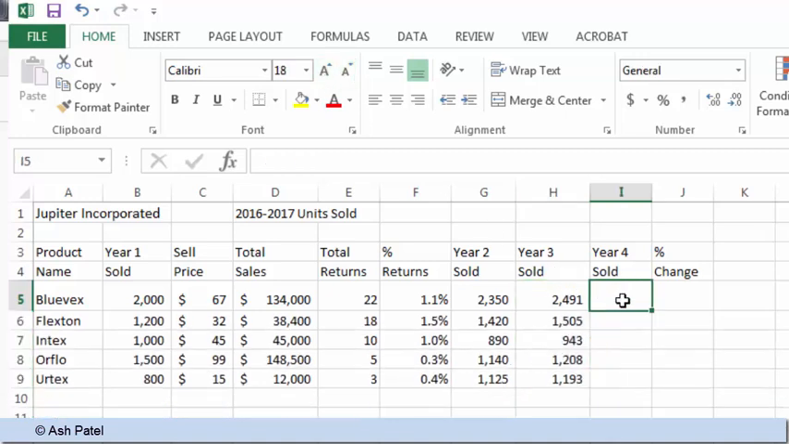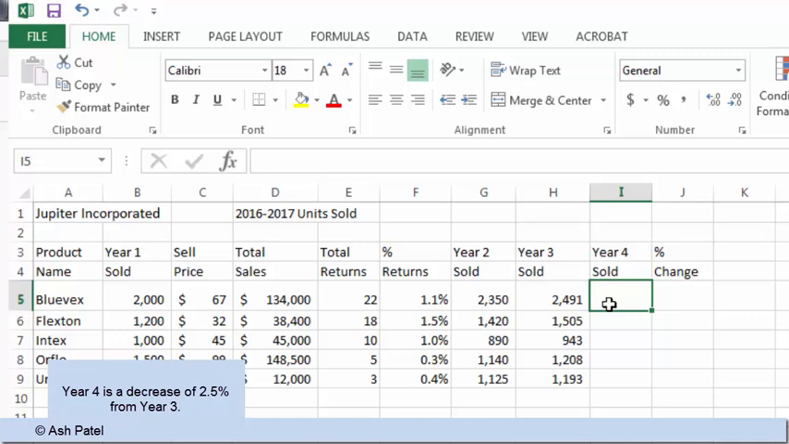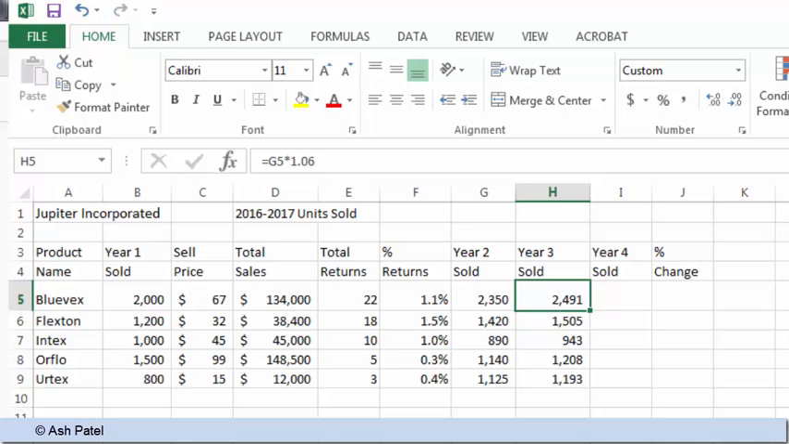Now, in year 4, we anticipate a reduction, a decrease. The economy is not going to be good. Customers don't want to buy too much of these products. We're going to see a 2.5% decrease from the year before, which is year 3. Now, imagine you went to a store and they said, look, we're going to give you a 2.5% discount. Well, how do you calculate the discount, right?